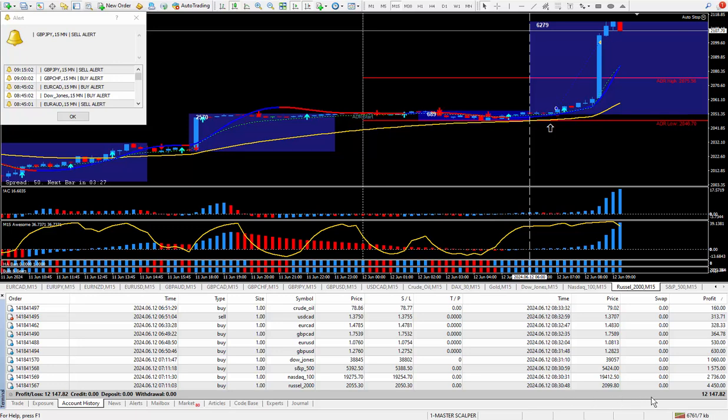So it was another great day of trading using my master scalper. And I knew it was going to be well over 200 pips and/or ticks. The grand total today came to 1,376 pips and ticks, and that paid out $12,147.